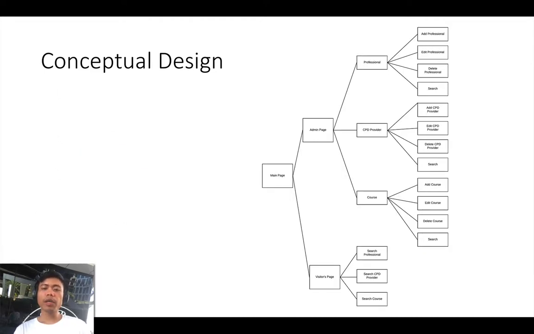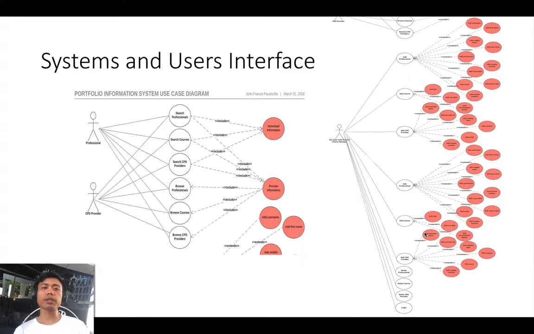And furthermore, we can present here the system design, where the main page would have an admin page and a visitors page. For the visitors page, all of those visitors can search the professional, search the CPD provider, or search courses. While the admin page should be able to do elements for the professional, which includes adding them, editing them, deleting them, or searching them. For the CPD provider, adding, editing, deleting, and searching the CPD providers. And for the course, can add a course, edit a course, delete a course, or search a course.